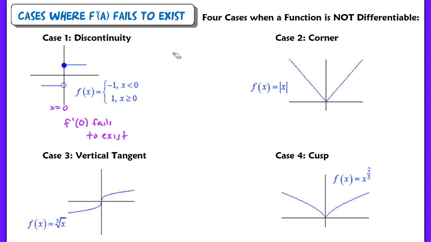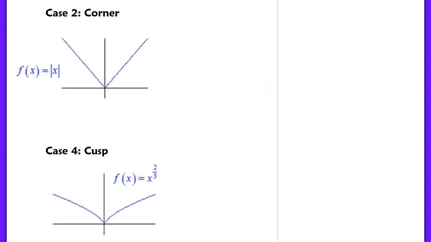But now let's talk about case 2. In case 2 here, we have the graph of the absolute value of x. I know we just showed formally above why this function fails to be differentiable at x equals 0. So in this case, f prime of 0 also fails to exist here. I know we did that with the formal definition above, but I also want you to tie it into a graphical reason why this fails to exist at x equals 0.